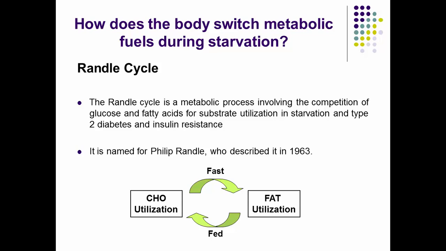That means, for the regulation, for example, in the fed condition, carbohydrate utilization will be stimulated or increased, but fat utilization will be suppressed. So we're going to explain later why fatty acid utilization will be suppressed in the fed condition, and carbohydrate utilization will be increased in the fed condition, and vice versa in the fasting condition. Glucose utilization will be decreased, will be inhibited, and fatty acid utilization will be stimulated.